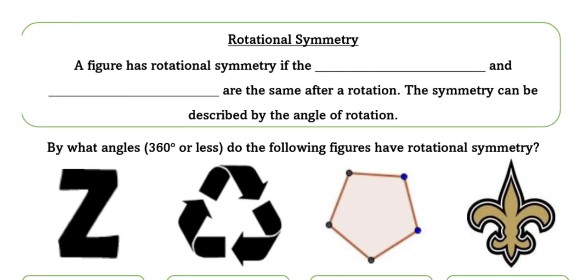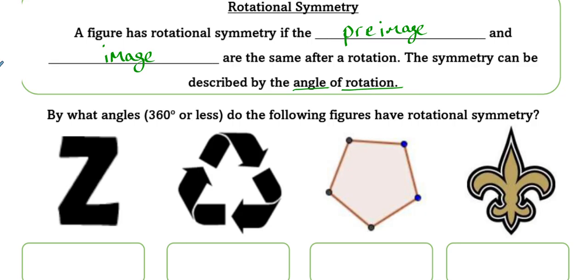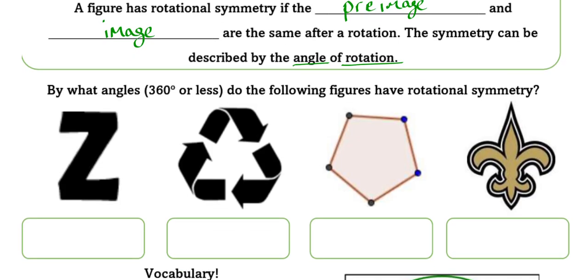Alright, rotational symmetry is true if the pre-image and the image are the same after a rotation. The symmetry can be described by the angle of rotation. So however many degrees we can rotate it and end up with the exact same shape, that's an angle of rotational symmetry, really. Alright, so by what angles, 360 or less, do the following figures have rotational symmetry?